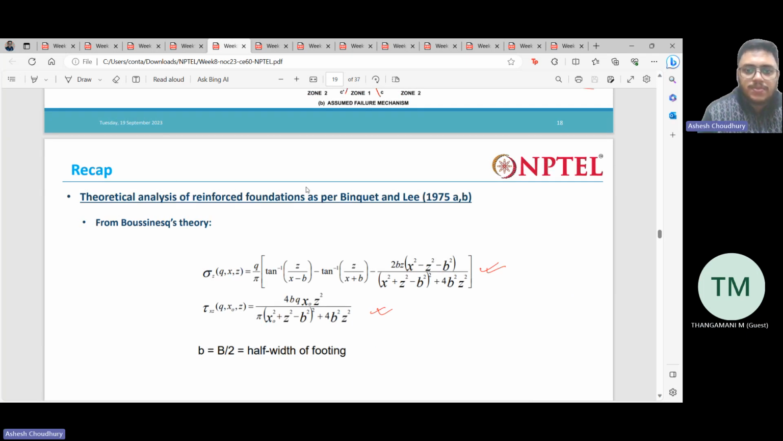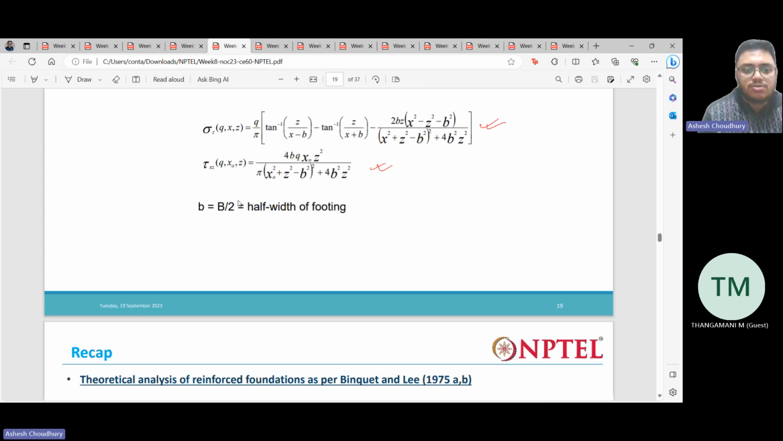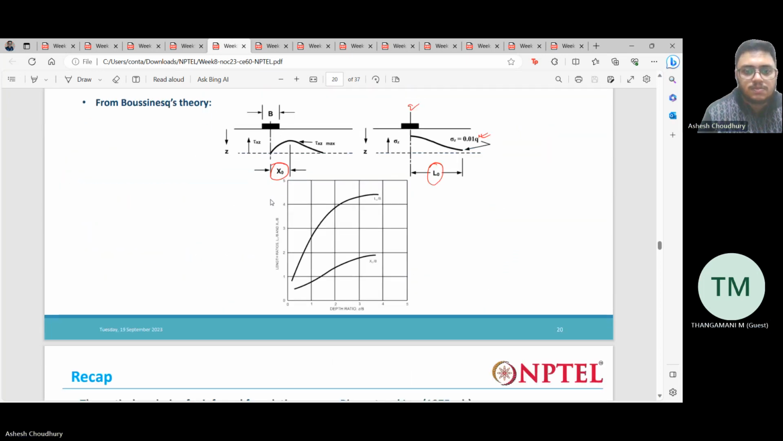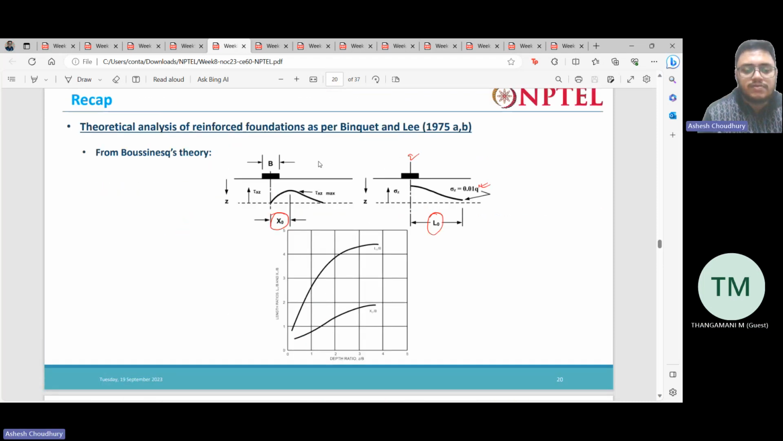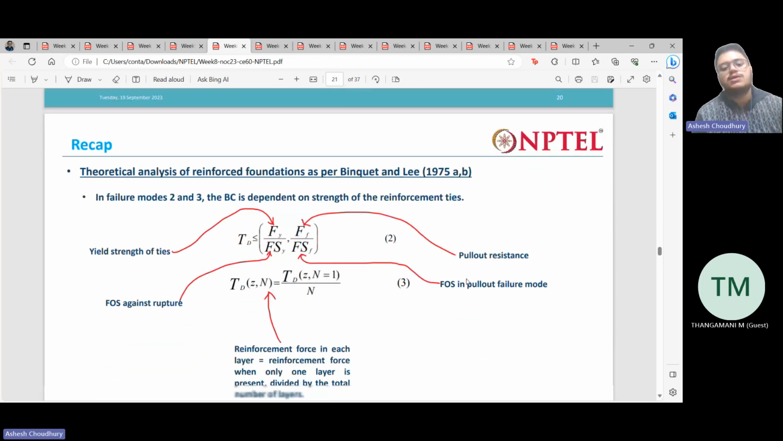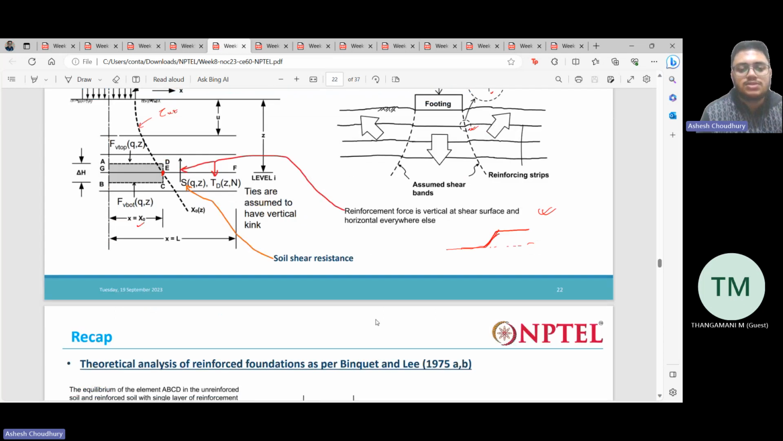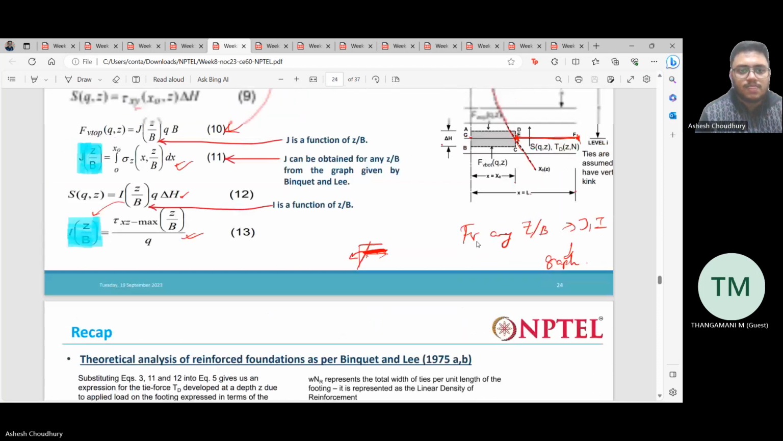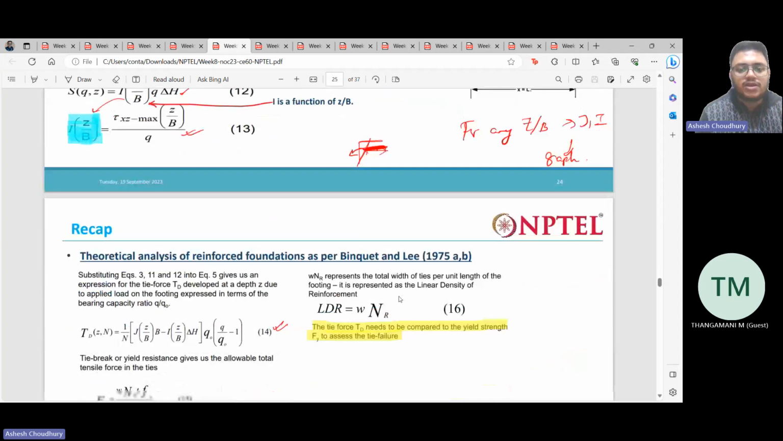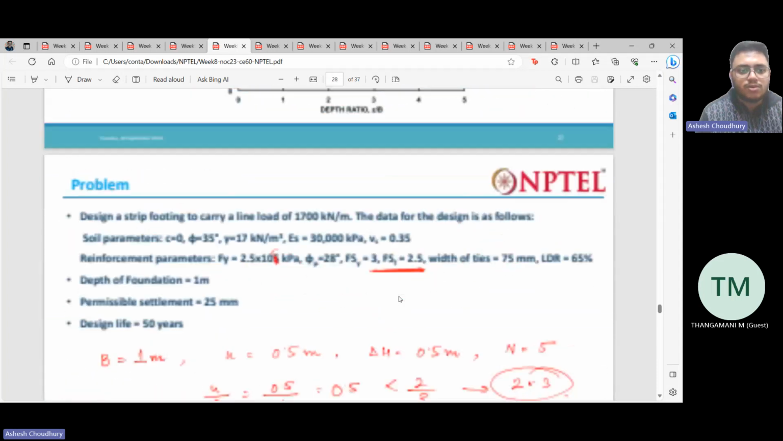The theoretical analysis by Binquet and Lee we discussed, how to calculate all these things. Binquet and Lee have given everything. We just use their procedure to determine the depth, spacing and so on of the reinforcement layers. Everything is given in graphical form. So let me go to the problem.